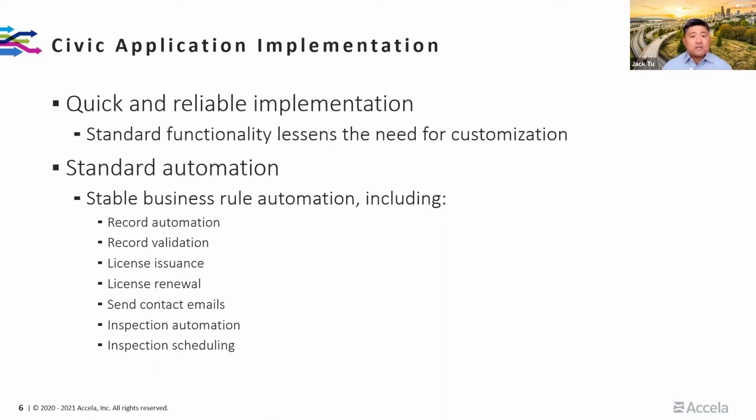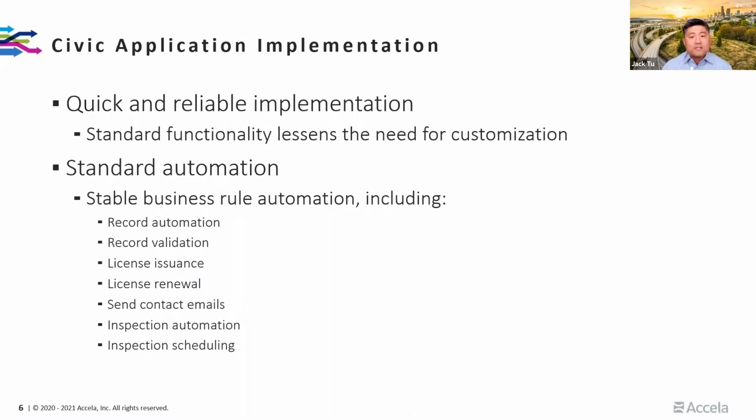In regards to standard automation, for these business rules, we have what we call configurable scripts. These configurable scripts are pre-developed, so the code already exists for our specific business rules that we've seen. And these configurable scripts include the following that you see here: record automation, record validation, license issuance, license renewal, send contact emails, inspection automation, and inspection scheduling. Let me go through and provide an example of what each one of these would entail.